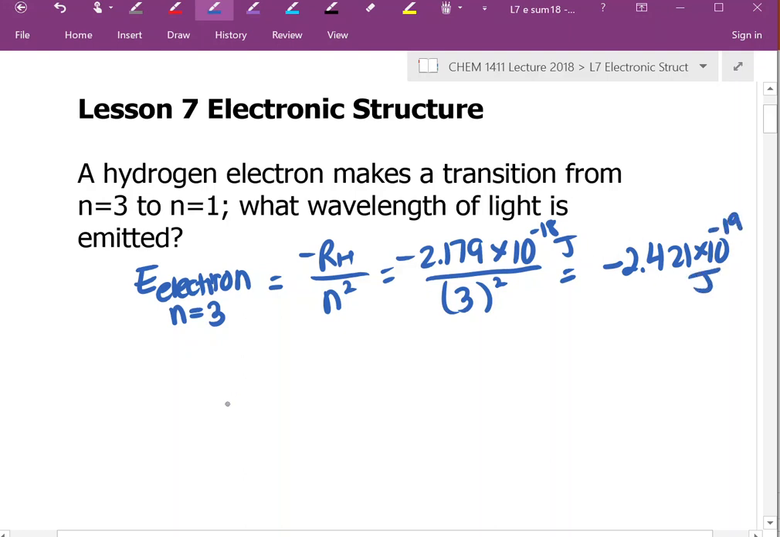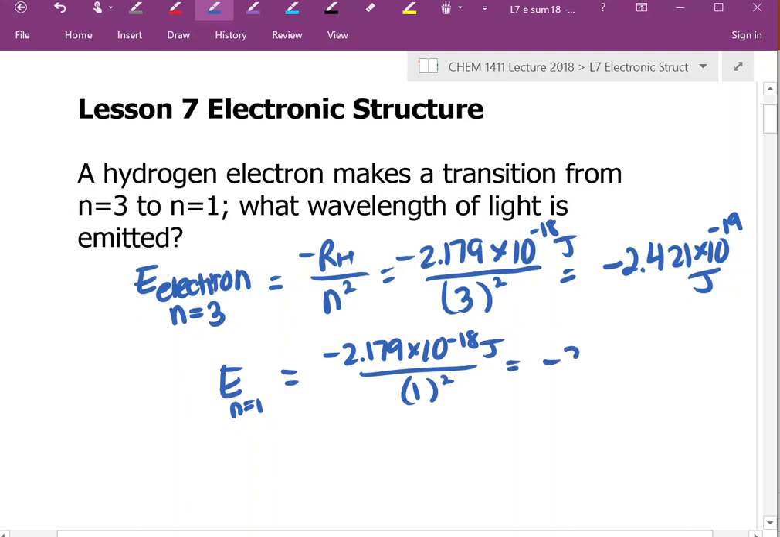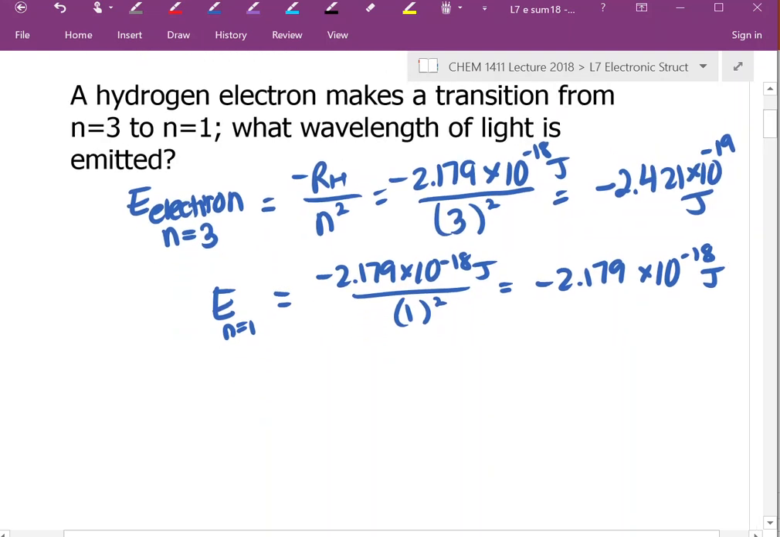These are negative values. That's because they're more stable than when the electron is totally away from the atom. And then we'll also do the same for n equals 1. Okay, and then we have our next part where we're going to see the energy of the photon released.